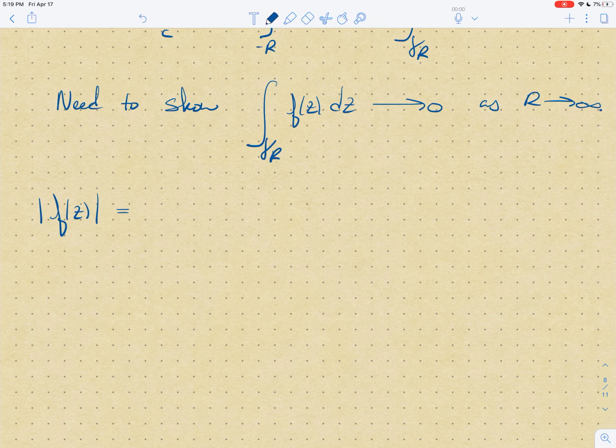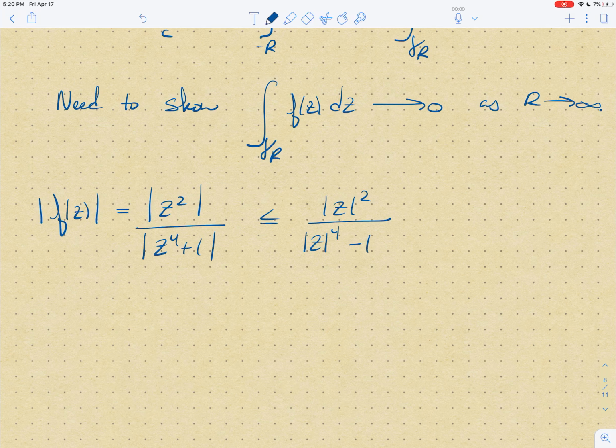Let's do a little bit of analysis. So the modulus of f of z is going to be the modulus of z squared over the modulus of z to the 4th plus 1. Why don't you go ahead and pause this and see what you can do with the inequalities. Hopefully you see right away that you can pull that out, and then the bottom you can say is greater than or equal to the modulus of z to the 4th minus 1, absolute value of all of that.